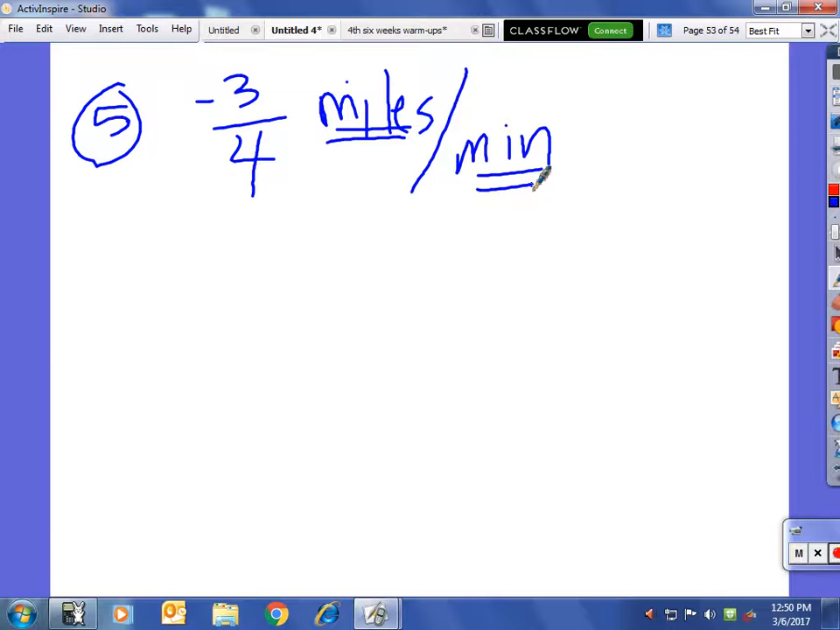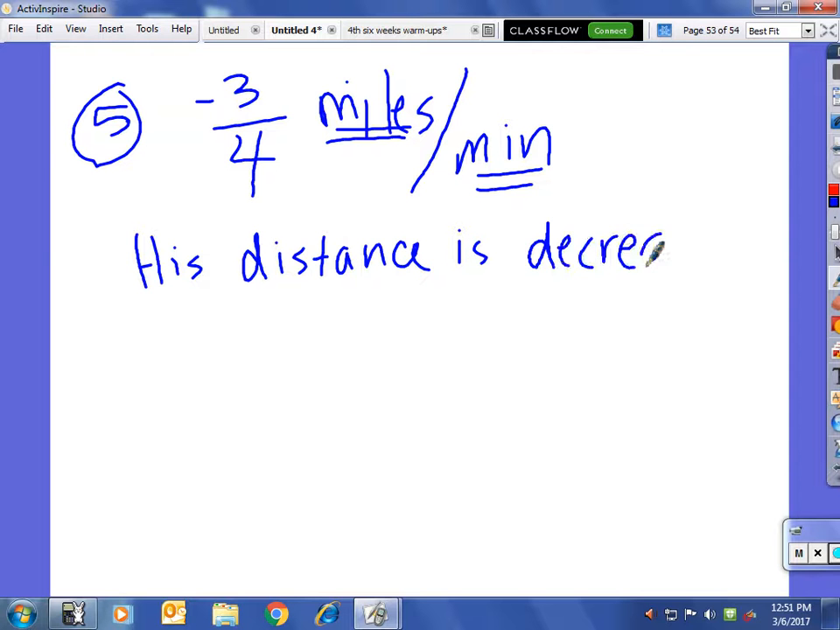Now, let me show you the 2 different ways you can write it. Why is it negative? Because what's happening to his distance from home? It's decreasing because he's driving towards home. So what does this slope mean? This is what I would want to say. It means his distance is decreasing. That's why it's negative. If it was positive, we would say his distance is increasing because he'd be driving away from home, but he's driving towards home. His distance is decreasing. Now listen at this part.